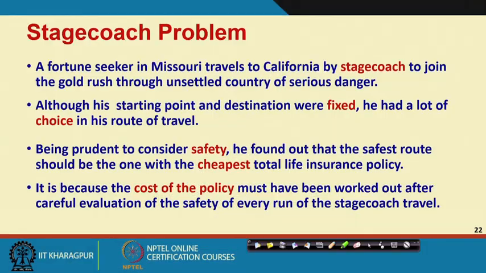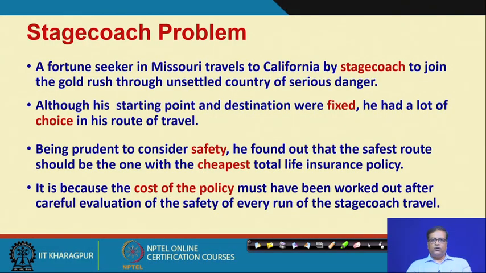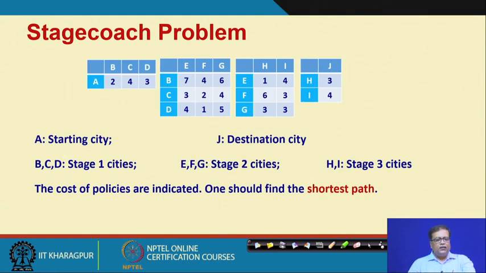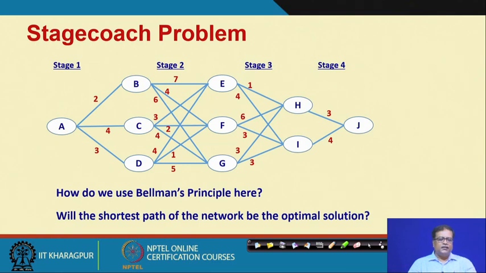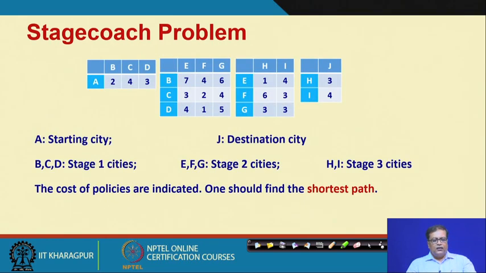So, that is how the stagecoach problem was originally formulated, and this model therefore would look something like this, that from A to B, let us say cost is 2, A to C cost is 4, A to D cost is 3, and like that, then what is the path from A to J that one should take, so that we get the least possible cost, right.